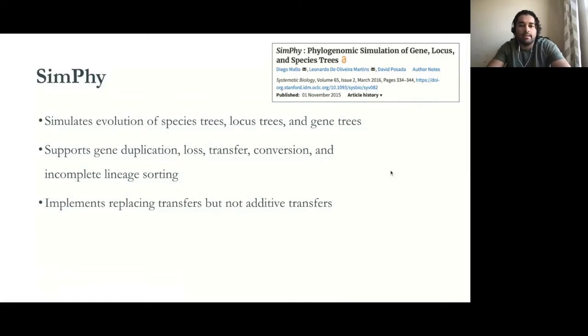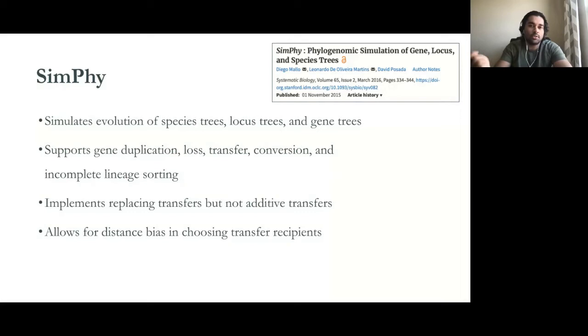And it implements replacing transfers, but not additive transfers. So whenever there is an instance of a gene transferring from one species to another, it replaces the existing lineage at the recipient instead of creating a second copy of that specific gene in the recipient species. And it allows for distance bias in choosing transfer recipients, such that recipients for specific gene families that are further away on the tree would be biased against receiving transfers from the donor, as that would accurately model our understanding of gene transfer events.